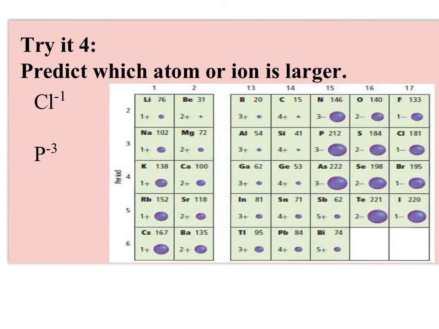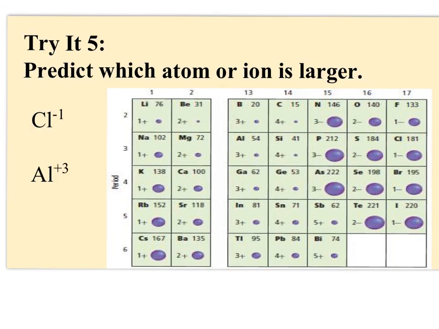This one, a little bit different. Predict which atom or ion is larger. Chlorine -1 over here in family 7, or phosphorus -3. Well, if phosphorus has gained 3 and chlorine's only gained 1, I would expect phosphorus to be larger since it's gained more. And then chlorine -1 versus aluminum +3. This one, I don't even have to look at the chart. Positive means it's losing and becoming smaller. Chlorine being a negative charge is gaining, so it's definitely going to be the bigger one.